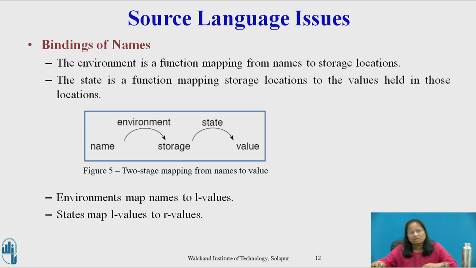Bindings of names. Even if each name is declared once in a program, the same name may denote different data objects at runtime. The term data object corresponds to a storage location that can hold values. In programming language semantics, the term environment refers to a function that maps a name to a storage location, and the term state refers to a function that maps a storage location to the values held in those locations. Using the terms L-value and R-value, an environment maps a name to an L-value and a state maps an L-value to an R-value.